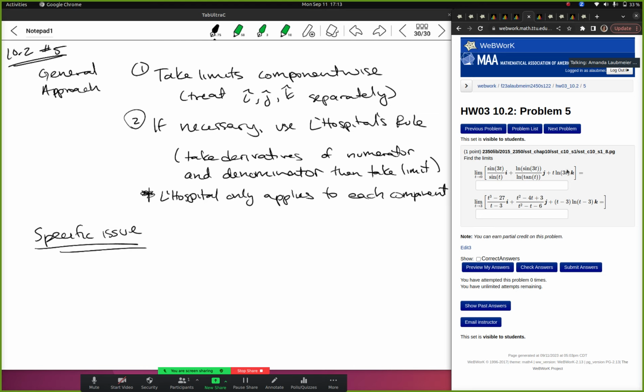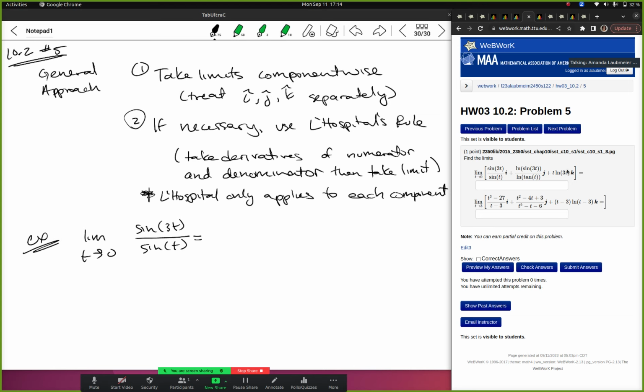And then the specific issue people are having here is, actually, yeah, I can go kind of slow. We've got 4 problems to get through. So, for example, this first component, limit as t goes to 0 of sine of 3t over sine of t, I hat. So let's say that I'm taking this limit and I've decided to go component-wise and I've gotten to this first component. Then I'm going to erase the I hat just so that I can actually fill in the next space.